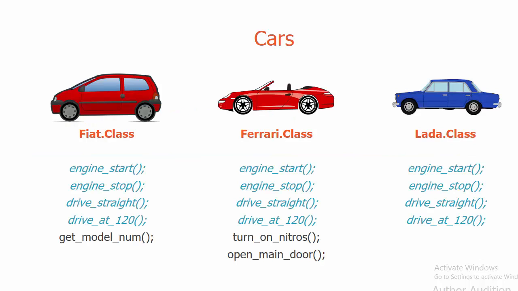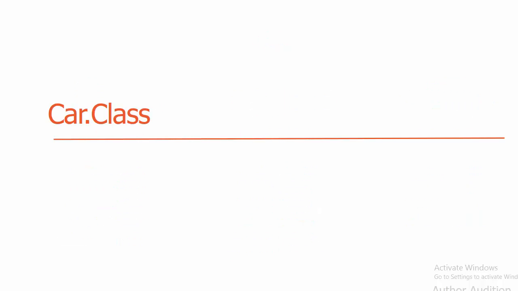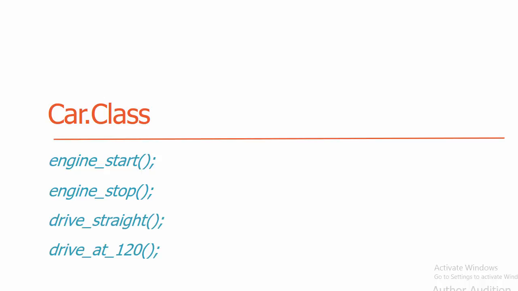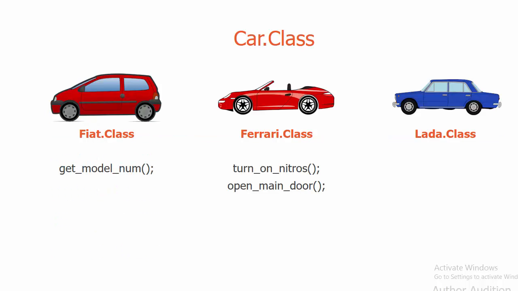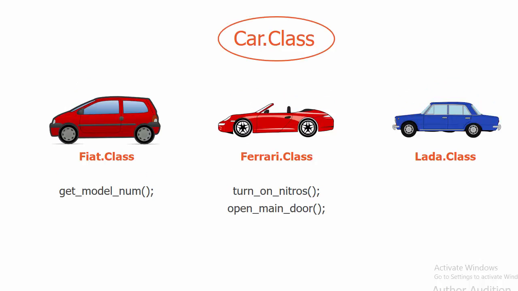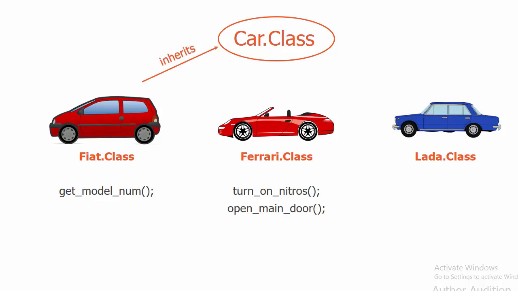Here we have the four similar methods in each class. We will create a new class called Car, and this Car class will gather all of the four similar methods. Now all of the other three classes will inherit the Car class. So each of them will have access to the four methods which are contained in the Car class.